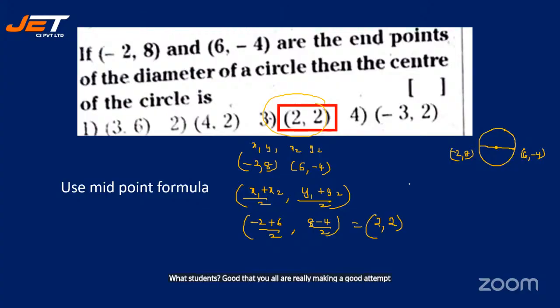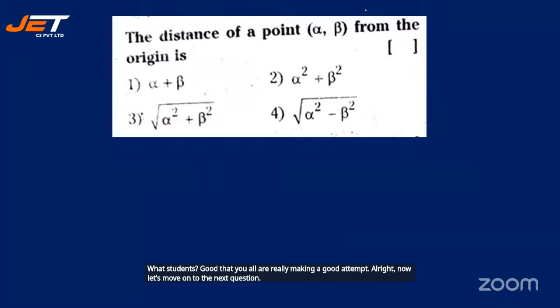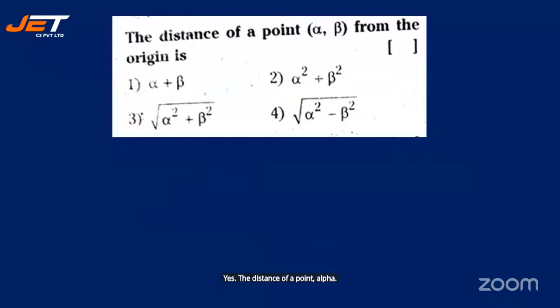All right, now let's move on to the next question. Yes. The distance of a point alpha comma beta from the origin is what? The distance of a point alpha comma beta from the origin is dash. Is it option 1 alpha plus beta? Is it option 2 alpha square plus beta square? Is it option 3 square root of alpha square plus beta square? Or is it option 4 alpha square minus beta square?